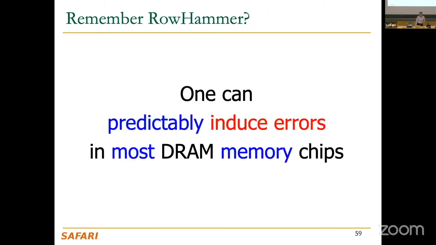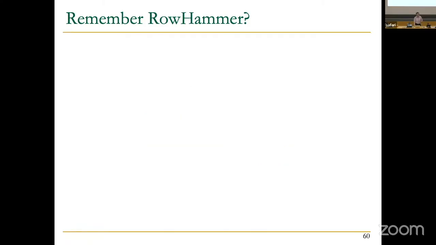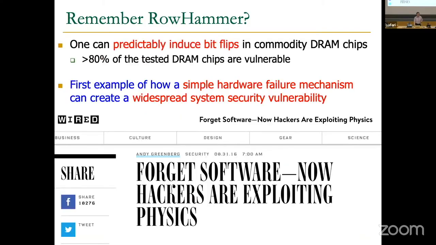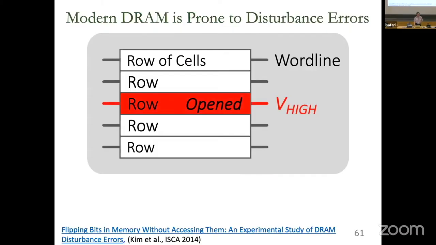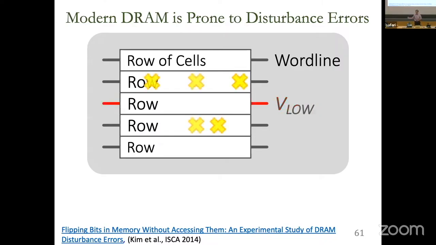So basically, you can predictably induce errors in most DRAM memory chips. And we already talked about this. Let me give you the idea very quickly again, and then I'll show you a security attack that actually takes over the system by taking advantage of these bit flips. So basically, the issue was whenever we activated a row, we would apply high voltage to it. Whenever we pre-charge a row, if you remember from DRAM lectures, we would apply low voltage to it. Now, if you keep doing this repeatedly in the memory controller by accessing memory, you would get bit flips in pages that are adjacent, physically adjacent.